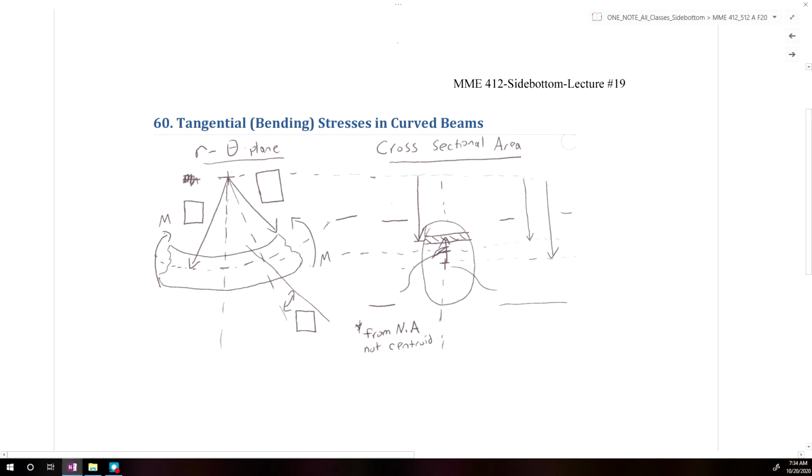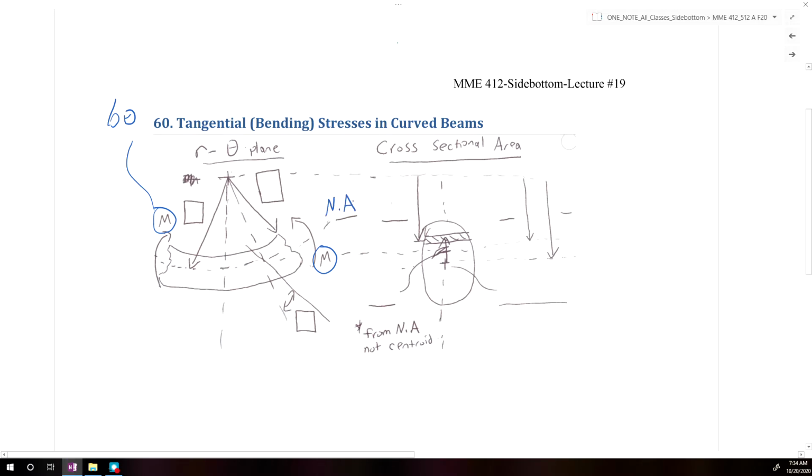So in this video, we're going to talk about finding the tangential bending stresses in a curved beam. These are the stresses due to an applied bending moment. It's typically been denoted as a normal stress, typically sigma theta. To calculate sigma theta, we need to know a few things about our curved beam in bending. The first thing we need to know is the location of the neutral axis.